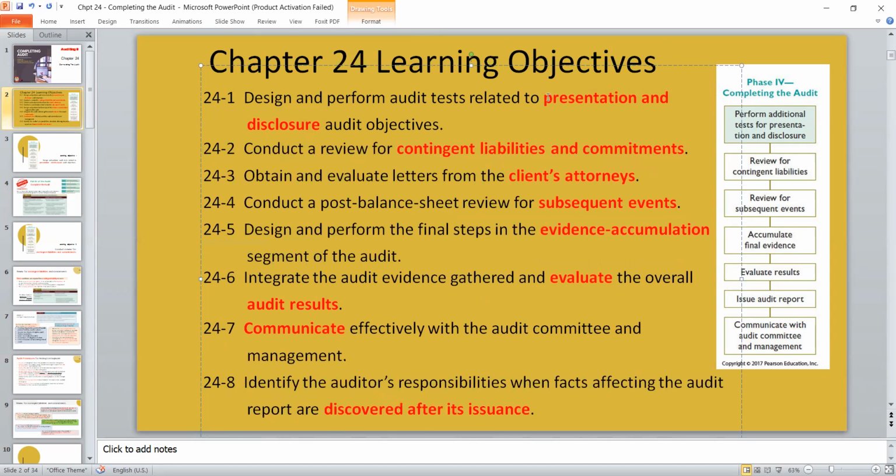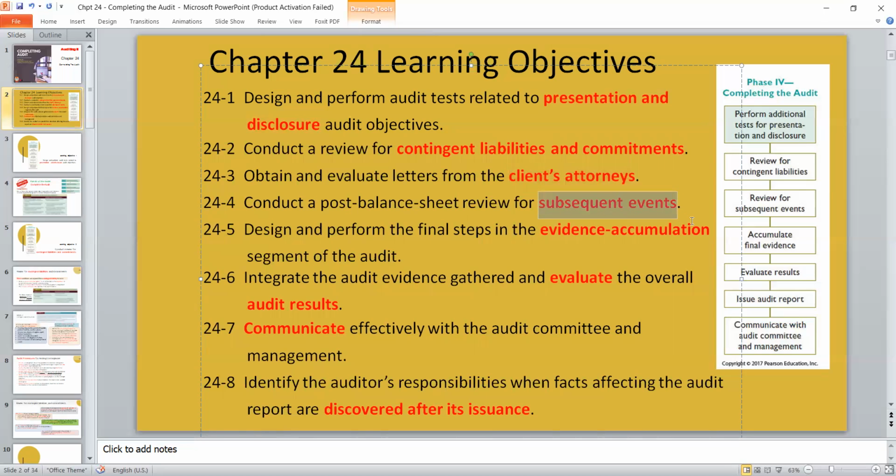So you will know about the presentation and disclosure audit objective, what kind of assertions you need to know, and you will learn about contingent liabilities. You will know about the letters from the client's attorneys. Attorneys is pengacara.